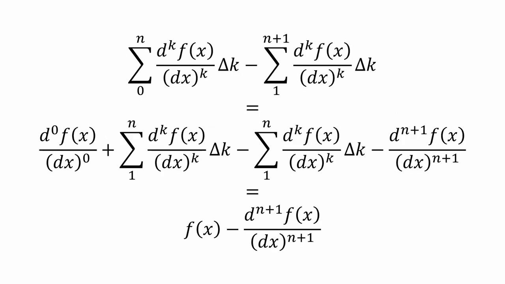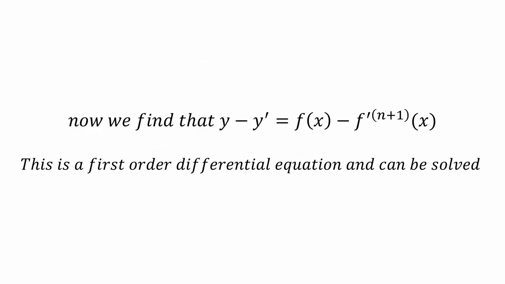Now we're actually going to look at what happens if you subtract those two sums. Well, you see that actually only the first term of 0 and the last term of n plus 1 are left over, as the other terms will cancel out. This means that y minus y prime is equal to the function f(x) minus the (n plus 1)th derivative of this function.